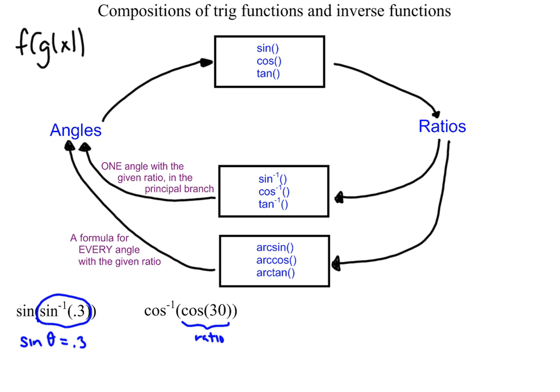And the inverse cosine of that ratio gives me back the angle that I started with. So this is going to be equal to 30 degrees. Good enough. But it doesn't always work that way when I'm going around the circle in that way.